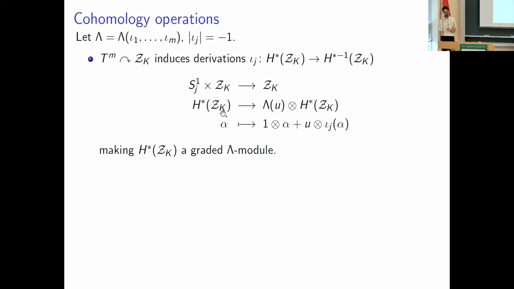The contravariant map here is going to have to send any cohomology class α to 1 tensor itself plus the generator of the cohomology of S^1 tensor something of 1 degree less than α. So call that thing ι_j of α. That determines a derivation of degree -1, because these are all coming from the cohomology of this torus. They all anti-commute, so they give you a graded Λ-module structure. I mean, you can do this at the cochain level, and it's giving you a DG Λ-module structure there, and then that's inducing this.